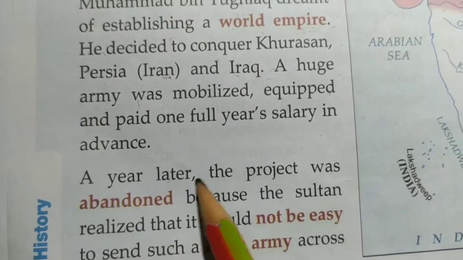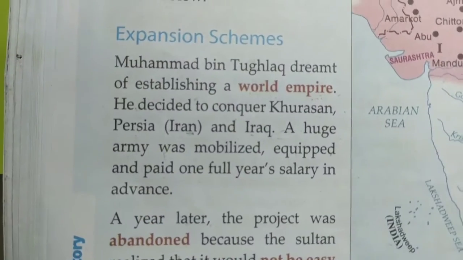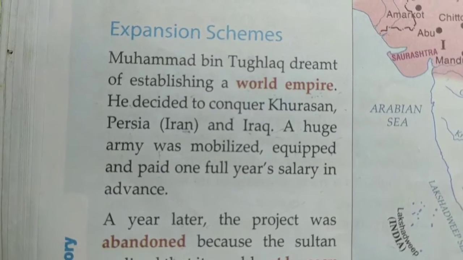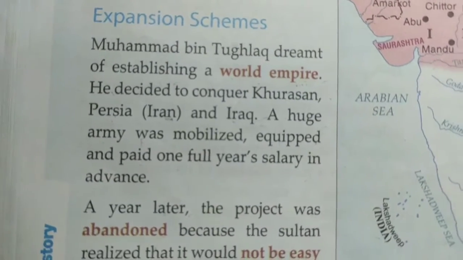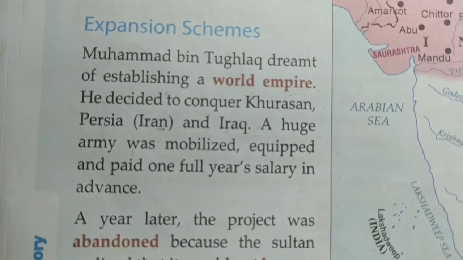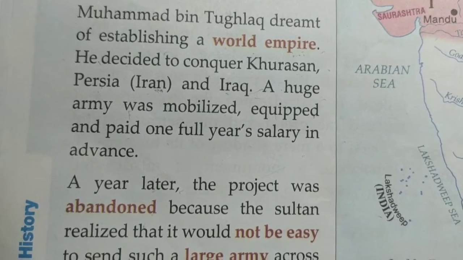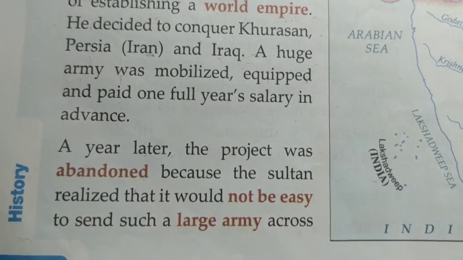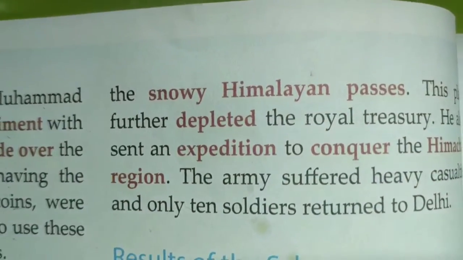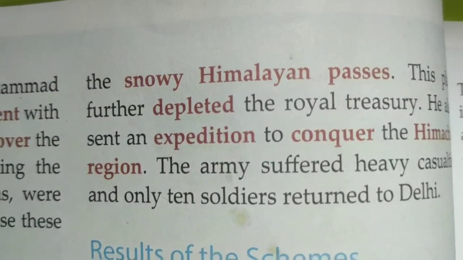A year later, the project was abandoned. Why? Now, why was the project abandoned? It was cancelled. That project was no more active. Why? Because the Sultan realized that it would not be easy to send such a large army across the snowy Himalayan passes. Why?